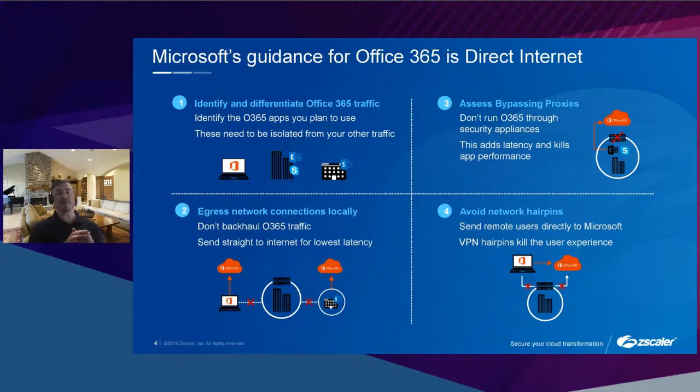So Office 365 best practices, the absolute key one here is to avoid network hairpins and to egress network connections locally, the two at the bottom of the screen in front of you. Now, with that in mind, egressing network connections locally means don't backhaul it.